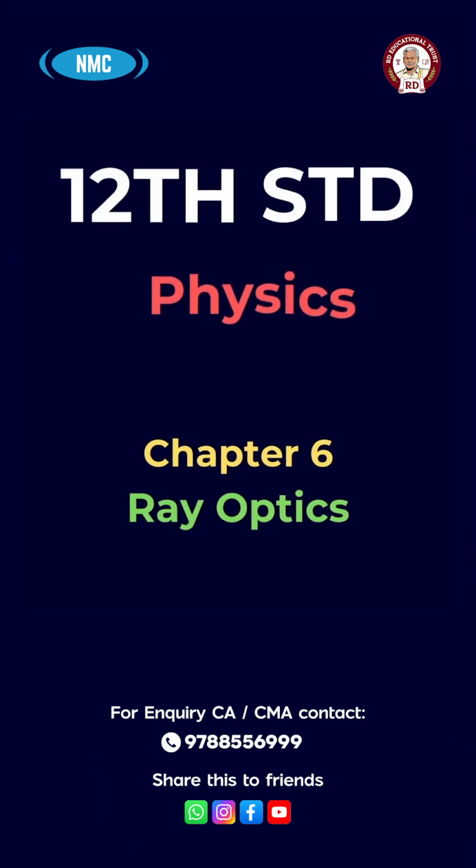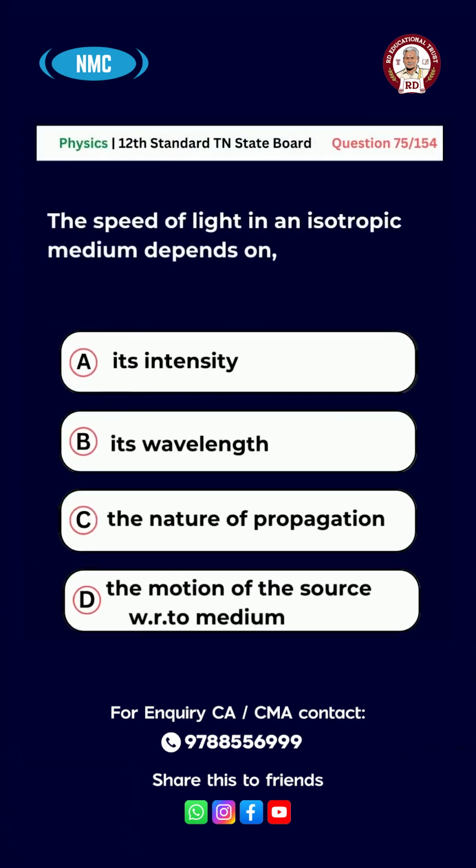Chapter 6, Ray Optics. Question number 75. The speed of light in an isotropic medium depends on option A, its intensity, B, its wavelength, C, the nature of propagation, D, the motion of source with respect to the medium. The right answer is option B, its wavelength.